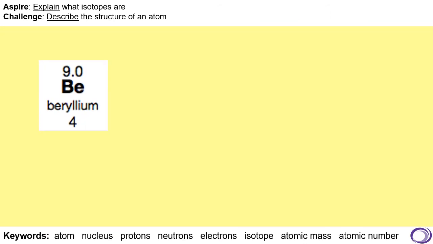So if we look at beryllium to start with, you can see here that the atomic number for beryllium is 4. So that tells you that beryllium has got 4 protons. Now the mass number for beryllium is 9. So we can work out from this how many neutrons there are. So the mass number tells us that there are 9 protons and neutrons added together. So if there are already 4 protons, that means that we must have 5 neutrons.